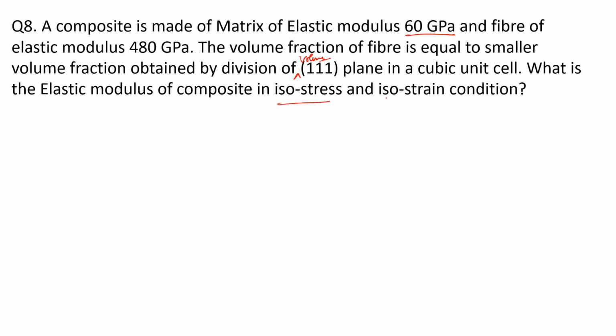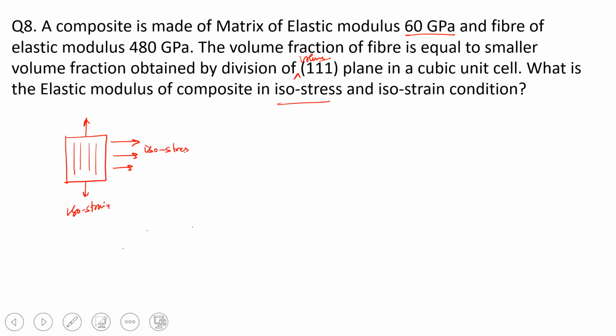Okay, so we know if this is a composite where we have some fibers, and if we apply the stress in this direction, then this is called the isostrain condition, right? And if you apply the stresses in this direction, then this is called isostress. So we need to find the value of elastic modulus for the isostrain and isostress conditions.